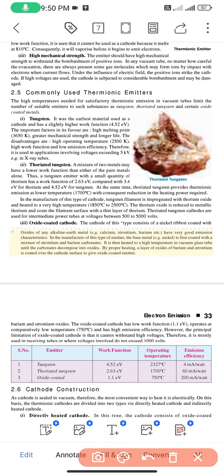At the same time, thoriated tungsten provides thermionic emission at lower temperature, such as 1700 degrees Celsius, with consequent reduction in the heating power required.